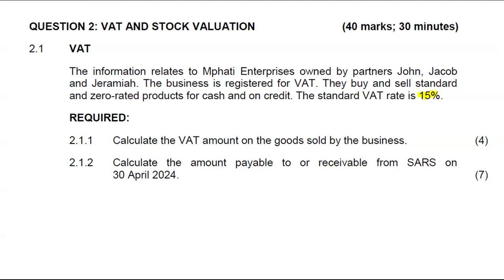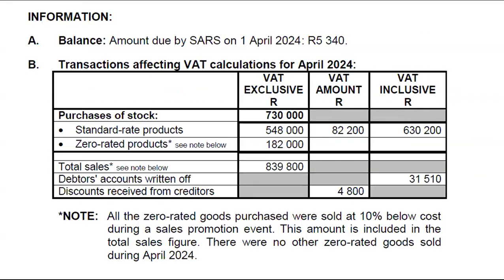Now, 2.1.1 requires us to calculate VAT amount on the goods sold by the business. And 2.1.2, we need to calculate the amount payable to or receivable from SARS on the 30th of April 2024. Now, let's continue to the next table. It gives us the balance, which is an amount due by SARS.